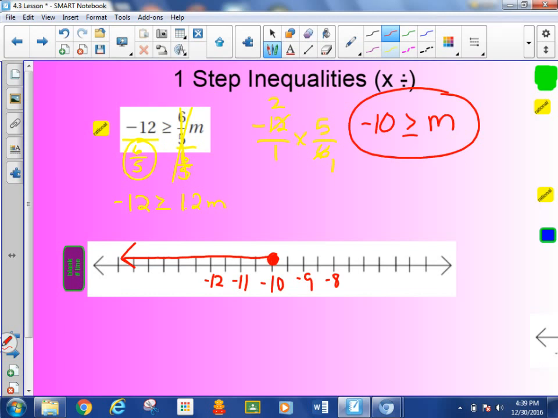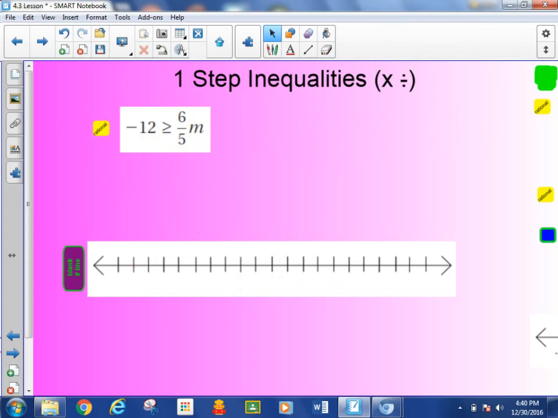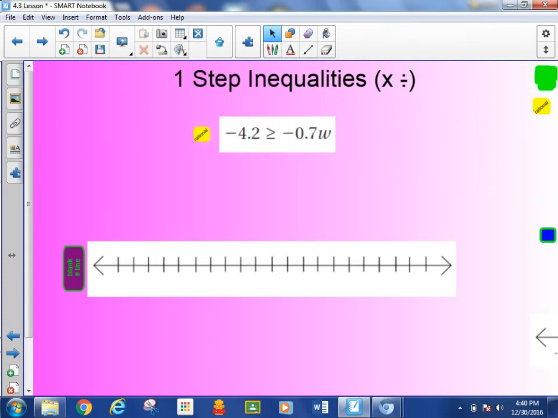Had I worked it off the decimal form, you would still get, whoops, that's a 1.2. You would still get 10 for that side. So you have to decide what you're most comfortable with. I would guess most of you would probably prefer the decimal form, but it doesn't always work to convert it to a decimal. Sometimes we get those repeating decimals and they're hard to work with. Let's try one more of those.